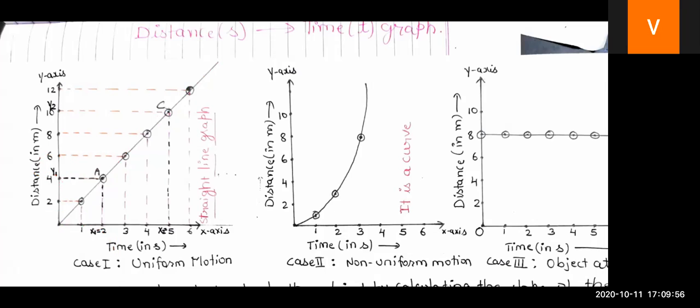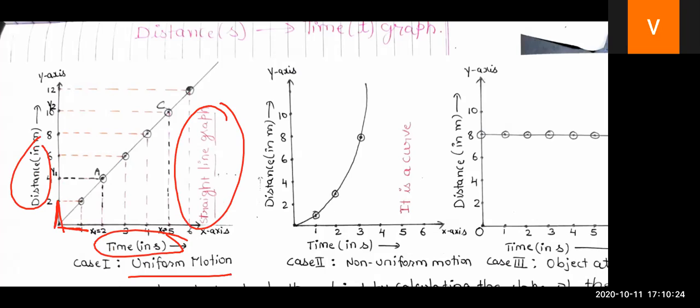So here children we can see that in each second, 2 meter of distance is covered. So equal distance, that is 2 meter, is covered in equal interval of time, that is 1 second. So this graph shows you uniform motion. So for uniform motion, the distance time graph is a straight line graph, right? This is for uniform motion.